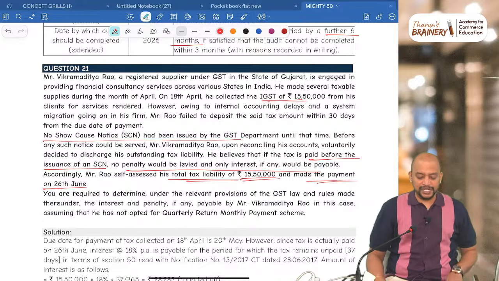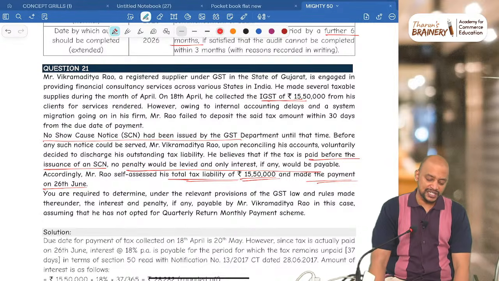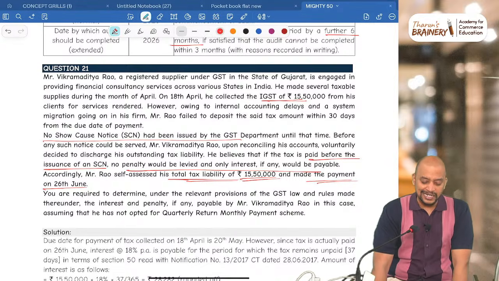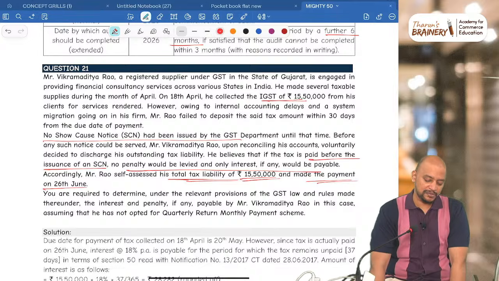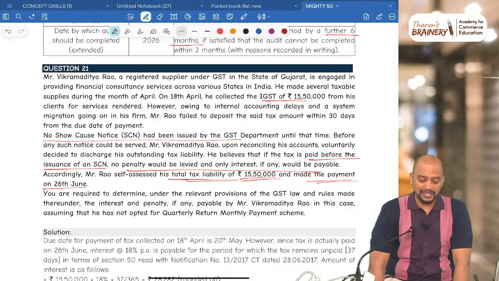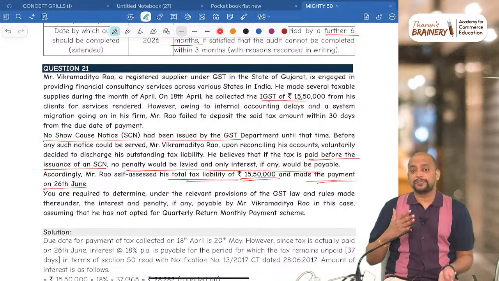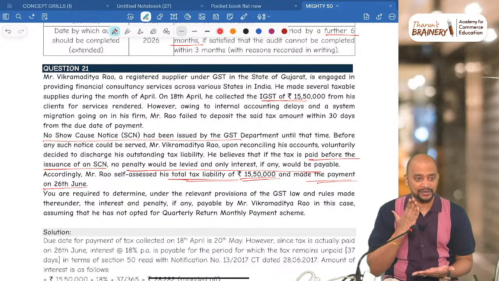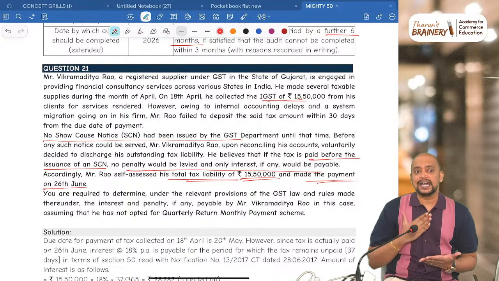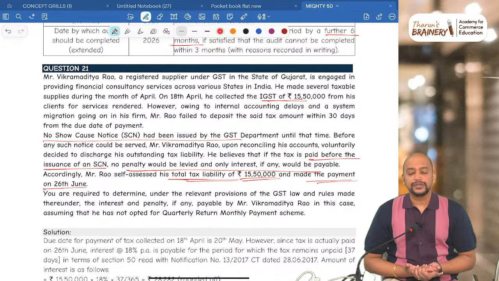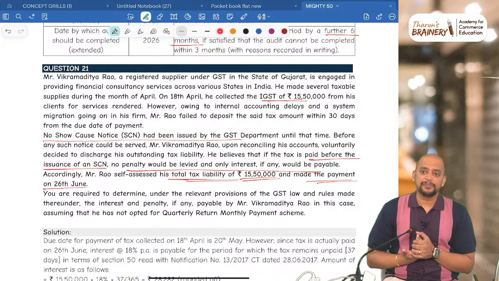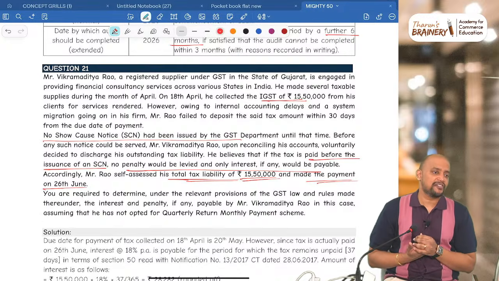You are required to determine, under the relevant provisions of GST law and rules made thereunder, the interest and penalty, if any, payable by Vikramaditya Rao in this case, assuming that he has not opted for the quarterly return monthly payment scheme. Whenever a person has a self-assessed tax liability and he discharges the tax liability, whether he makes the payment before notice or after notice, etc.